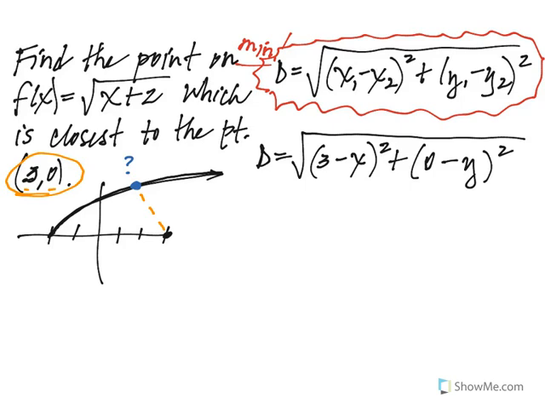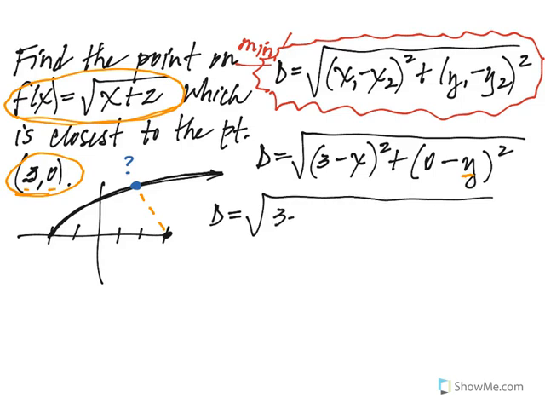I still have too many variables, right? I have a D, X, and a Y. How about this? f of x is really just y, isn't it? So y is equal to root x plus 2. I think I can get rid of this. So I now have d is equal to the square root of 3 minus x, the quantity squared, plus 0 minus the square root of x plus 2, the quantity squared. All right, that's better. Still kind of looks horrible, so let's go ahead and clean this up a little bit.